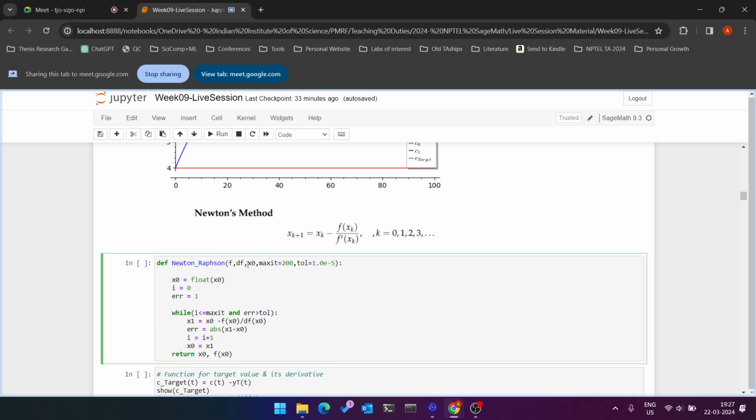I compute the next iteration of the guess for the root using Newton's method as x1 is x0 minus f of x0 upon f dash of x0. Error is basically the absolute difference between two consecutive guesses, and then I just increase my counter and reassign my guess value. Once this loop ends, either due to maximum number of iterations or reaching within tolerance, I return my root as well as the value of the function at that root.